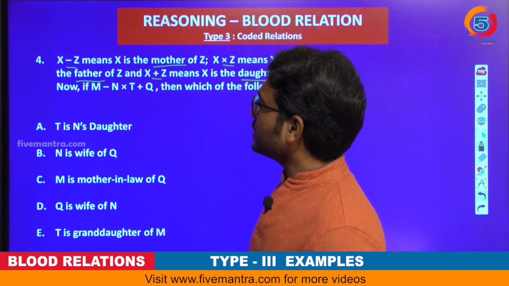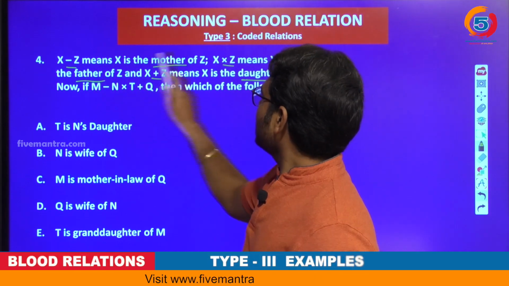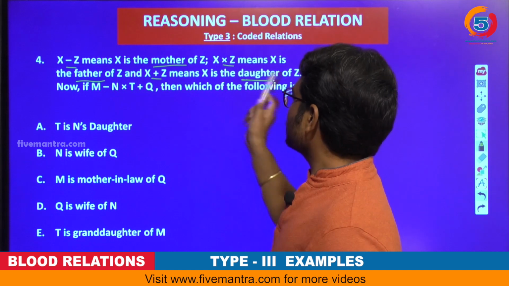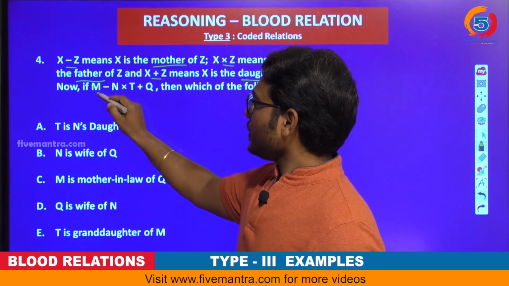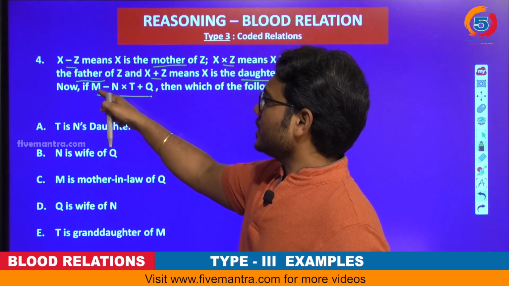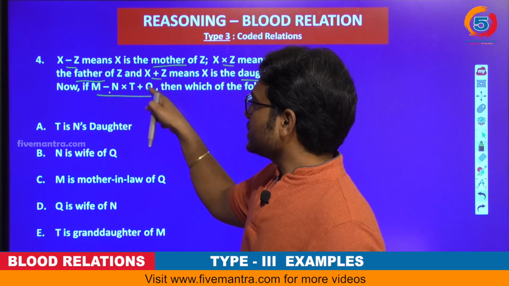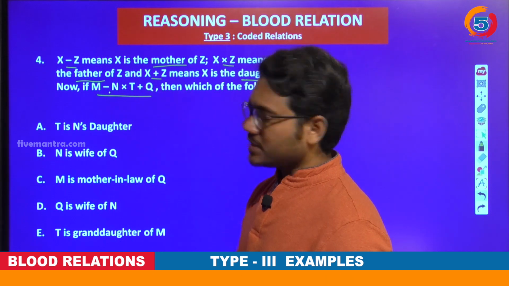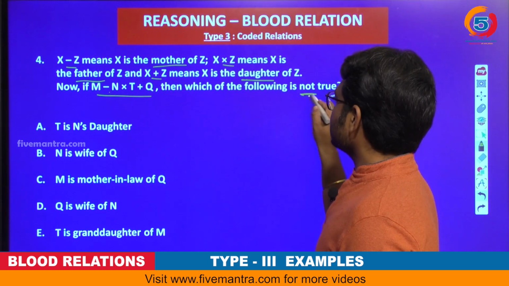So we can straight away identify minus to be mother, cross to be father, plus to be daughter. Okay. So we will check here. Now what is asked? If M is related to N as minus, N is related to T as cross, T is related to Q as plus, then which of the following is not true?